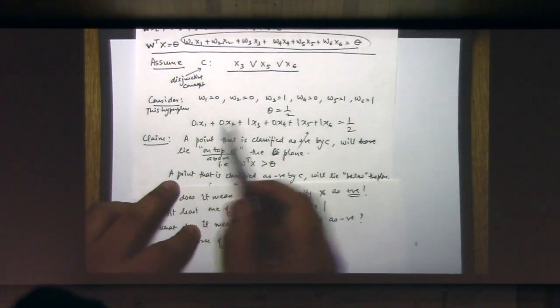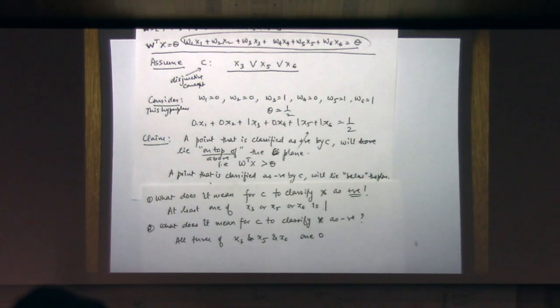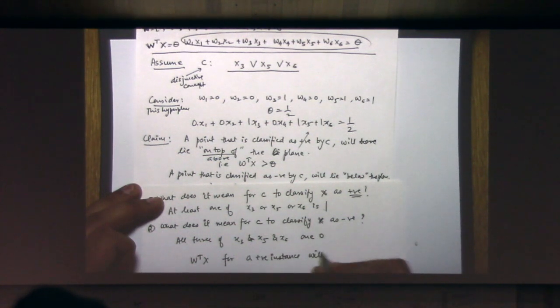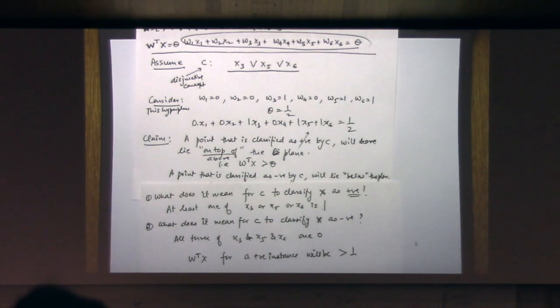And everything else will become 0, which means that for a positive instance, the value of W transpose X will be greater than 1. It could be 1 if there is only one of them as positive, but it will be at least 1 or more. Is that clear? And so that's one important point.